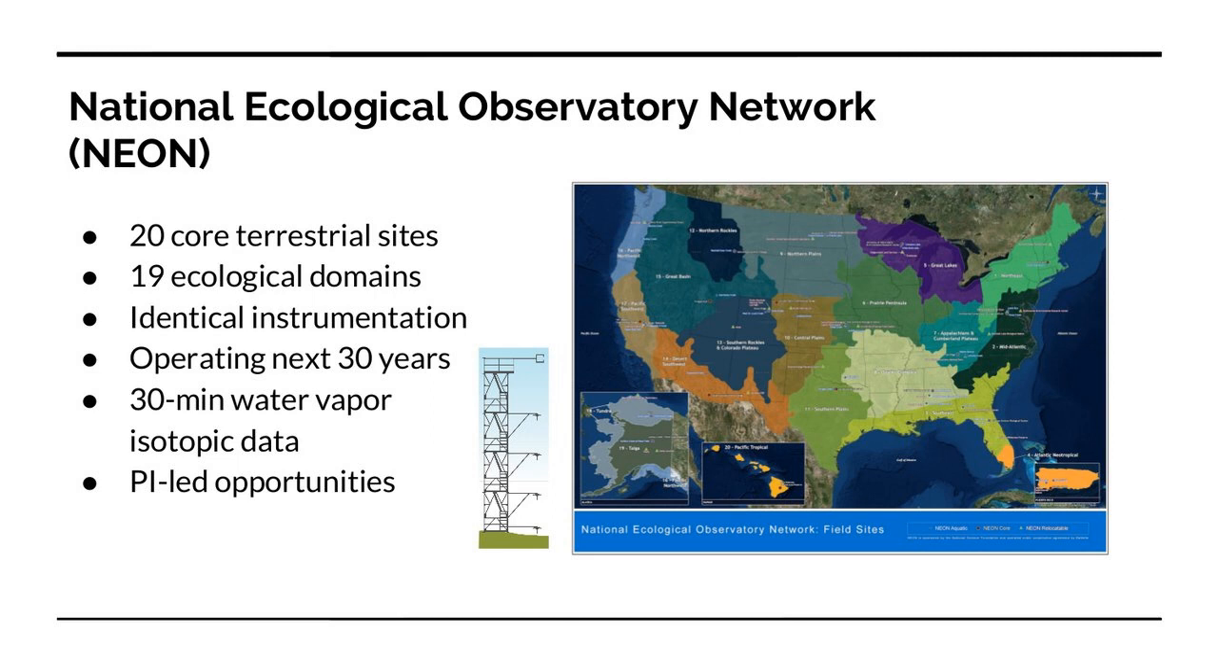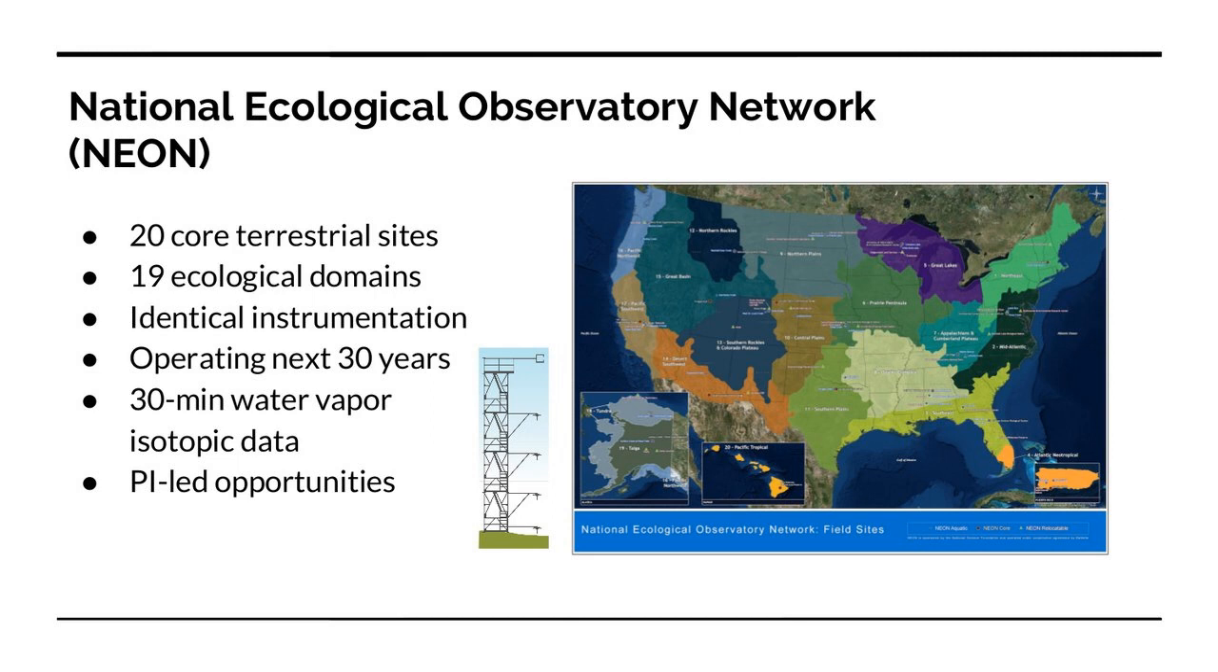All the sites will have identical instrumentation and calibration procedures, so that gets rid of some of those challenges that we saw with the uncoordinated water vapor studies. They also hope to provide 30-minute water vapor isotopic data, and they're going to be operating over the next 30 years. So we have this opportunity to think of analytical strategies that could take advantage of these observations over the next 3 decades. Another nice thing about NEON is that there are these PI-led opportunities. For example, there are mobile sites where you can propose to put up your own instrumentation and design your own process-led studies.